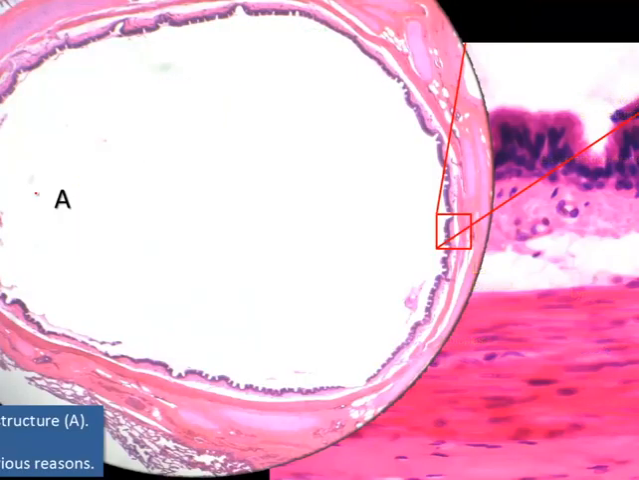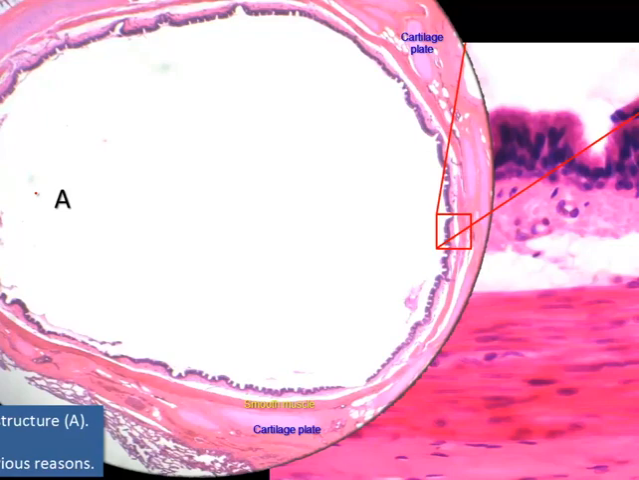Identify the structure A. Give two obvious reasons for your identification. This tube has the same general histological structure as the trachea, but the C-shaped cartilage rings are replaced by cartilage plates, which are distributed around the entire circumference of the wall. Smooth muscle fibers form a complete circumferential layer.